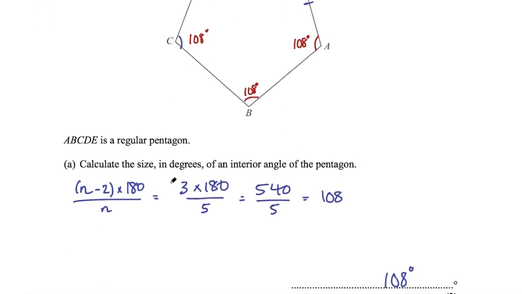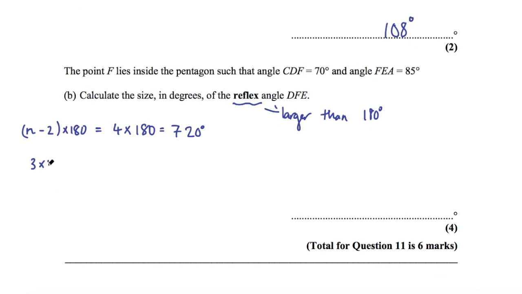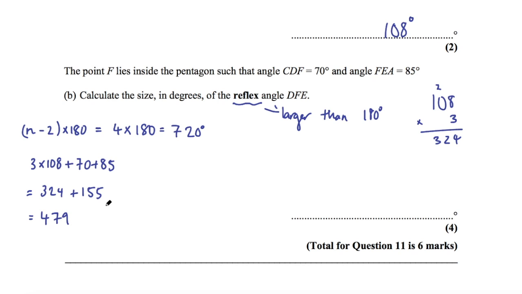So let's go ahead and do that. So we've got 3 lots of 108. 3 times 108 plus 70 plus 85. And so what does that equal? Let's just do a quick multiplication over here. 108 times 3, that's 4, carry the 2, 2, 3, 324, plus 70 plus 85, that's 155, and then 324 plus 155, that's going to be 479.